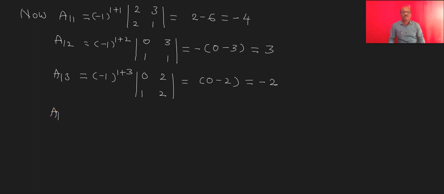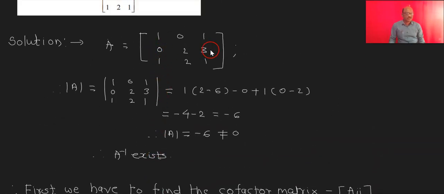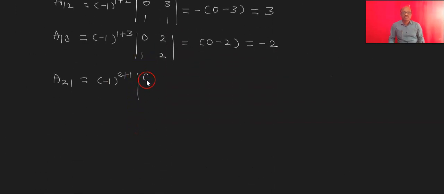Next is A21, that is equal to minus 1 raised to 2 plus 1. See this here, A21, delete the corresponding element row and the column. We get 0 1 2 1. Overall, here is a minus sign, 0 minus 2, and you will get 2.